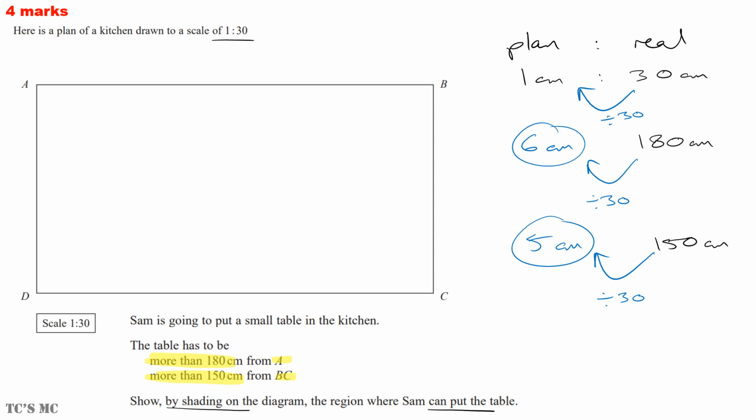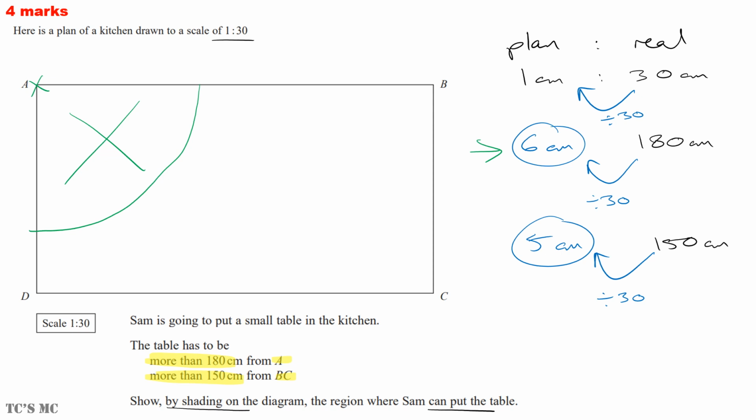Because it says more than 180 centimetres from A, what we need to do is get a pair of compasses, measure out 6 centimetres, put the point on the corner of A, and draw an arc that is 6 centimetres from A. It says it has to be more than 180 centimetres, so we do not want this part.